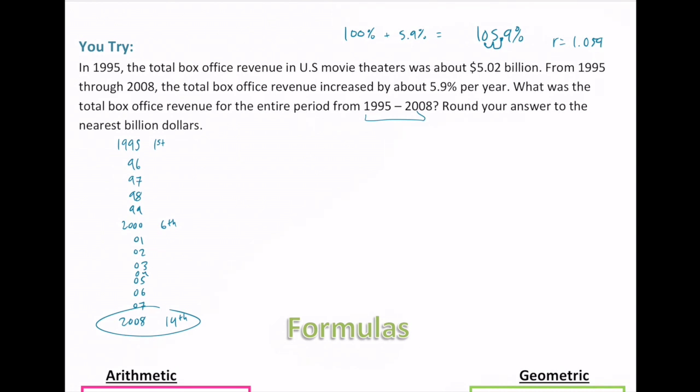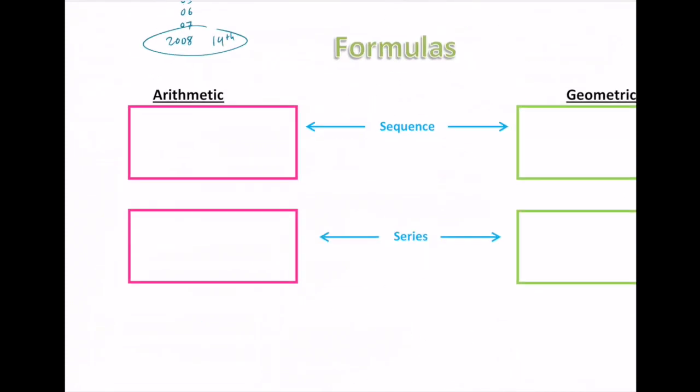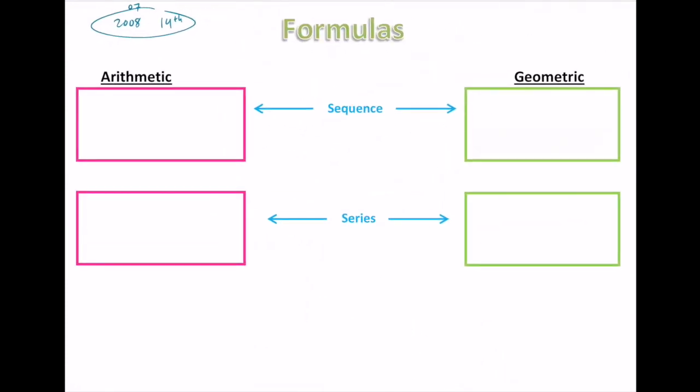Let's start filling stuff in. Our initial amount is the $5.02 billion. And then our ratio, like we found, was 1.059, and that's raised to the 14th power. We're going to divide by 1 minus 1.059. And our answer, we should get about 105. But we're talking about billions of dollars here, so it's 105 billion.